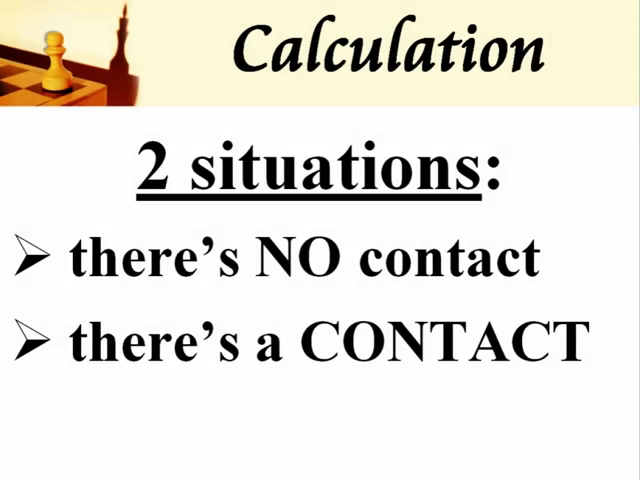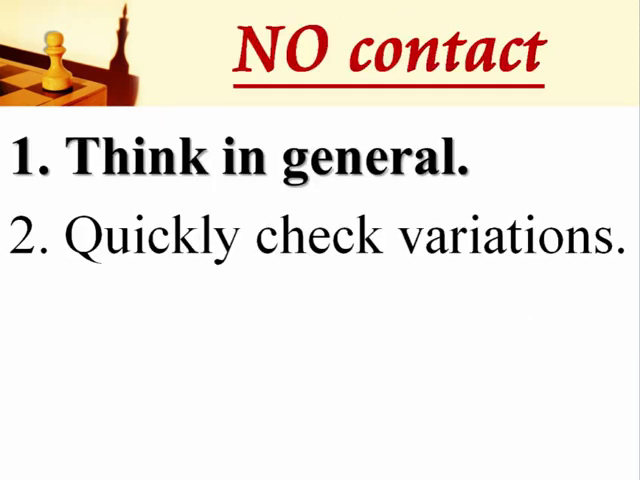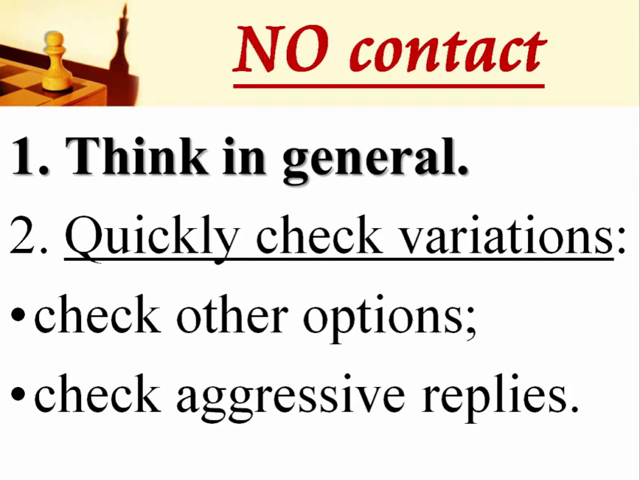Now let's make a quick summary of what we have discussed. There are two possible situations. First, when there is no contact between the pieces, and second, when there is such a contact or tension. When there is no contact, you should apply your general understanding to find the best move, and then quickly check the resulting variations. This implies two things. Check if you have any other interesting candidate moves, and check if your move is sound by looking at the possible aggressive replies of your opponent.